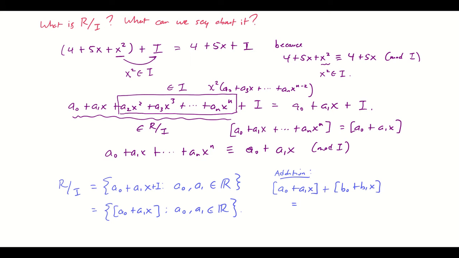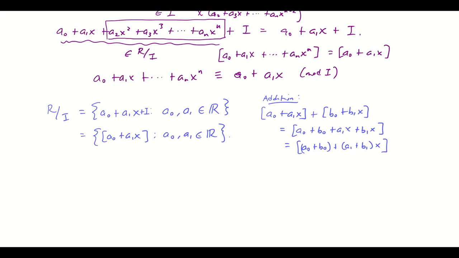According to our definition of how to add cosets, that's going to be the same thing as a0 plus b0 plus a1x plus b1x. It's the congruence class of that. And I could even simplify a bit by just writing this as a0 plus b0, that's my constant term, plus a1 plus b1 times x. So that's how we add, and there's nothing that surprising about addition, but multiplication is kind of a trip. So here's how multiplication works.